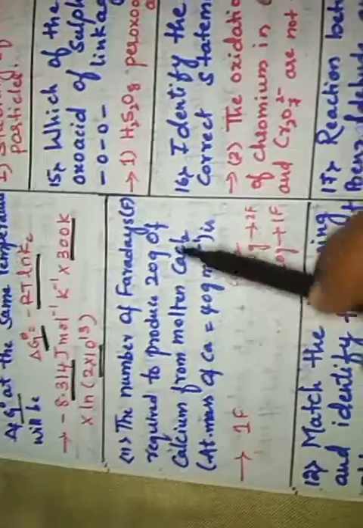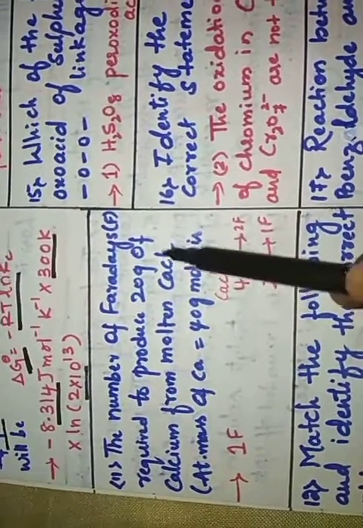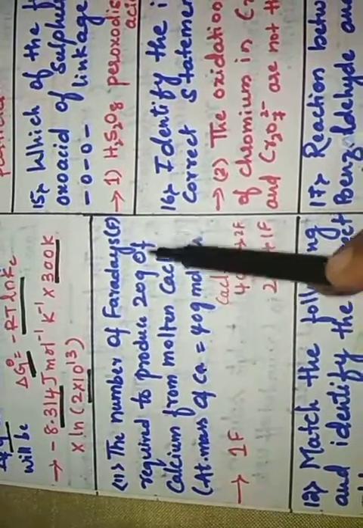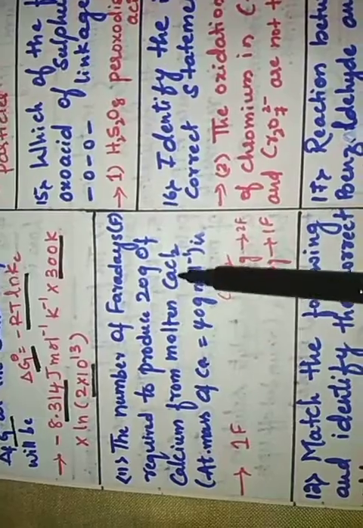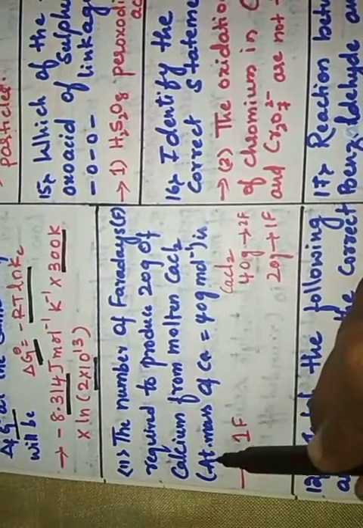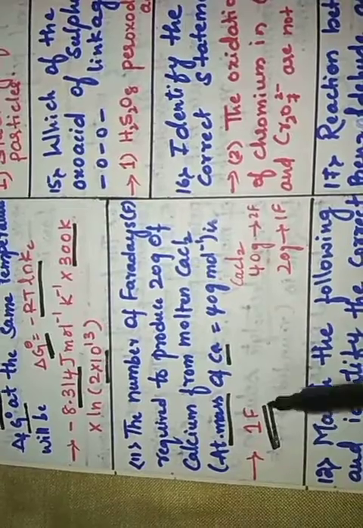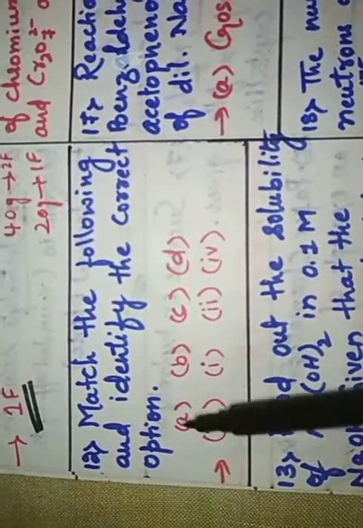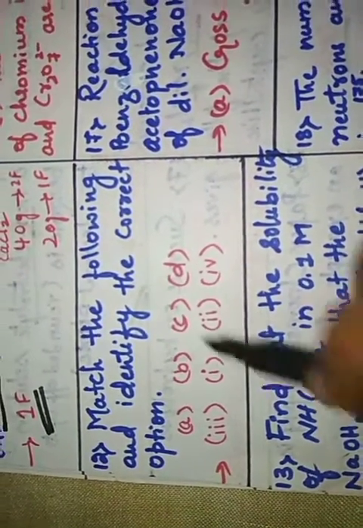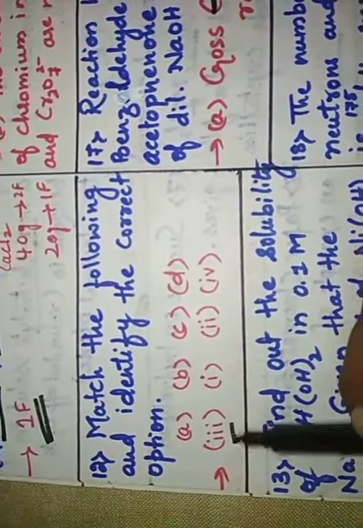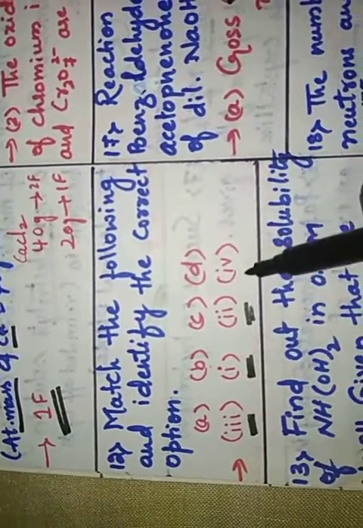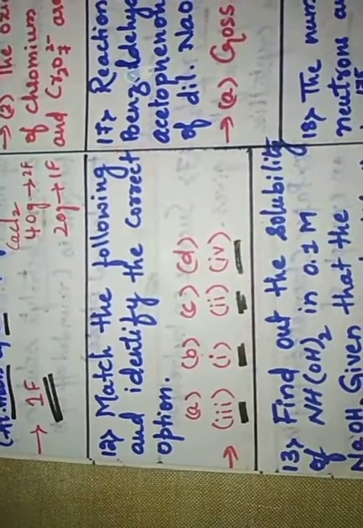Understood? The number of Faradays F required to produce 20 grams of calcium from molten CaCl2, the atomic mass of calcium is given. See, the answer is 1 Faraday. Match the following and identify the correct option. You can see your question paper and you can match here. For A the option is third, B is for 1, C is for second and D is for fourth. You can see your question paper.